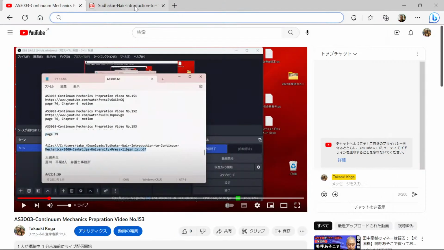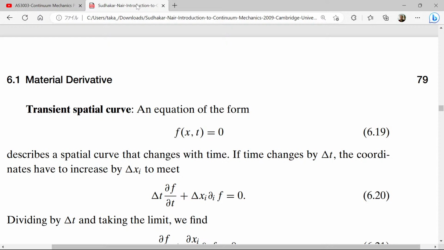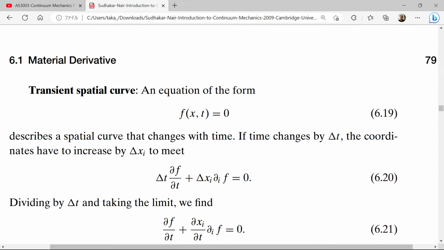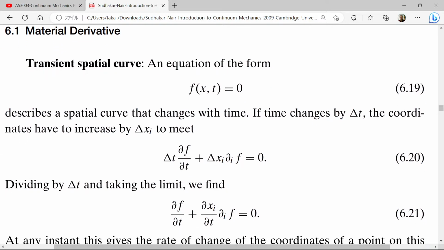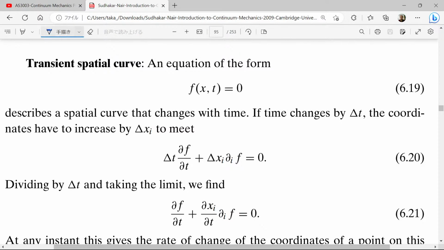So we want to do this one, the transient spatial curve. This is actually just an equation. You can write it in another form, the same thing as this: f(x, t) = 0. It describes a spatial curve that changes with time. If time changes by delta t, the coordinates have to increase by delta x to meet it.